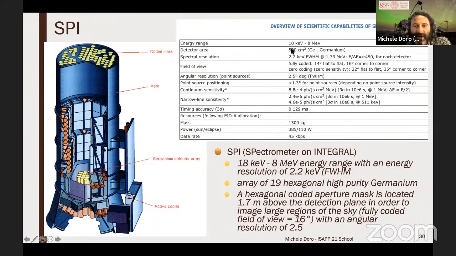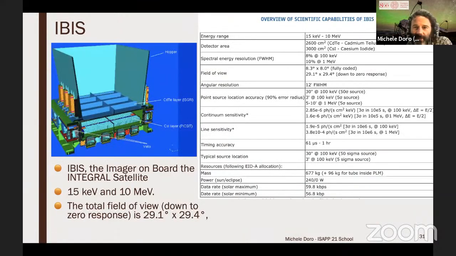So that's the SPI, 18 keV to 8 MeV. This is IBIS, now we are at 15 keV to 10 MeV. We have a little bit better energy resolution, a little bit better angular resolution, and so on and so forth. The goal of today is not to have a full understanding of this. It's really impossible, it would take several hours. I just want to give you the tools to be able to learn yourself in the future.